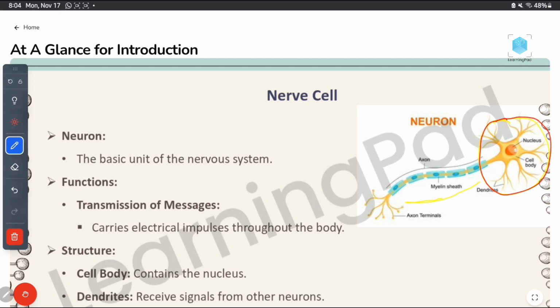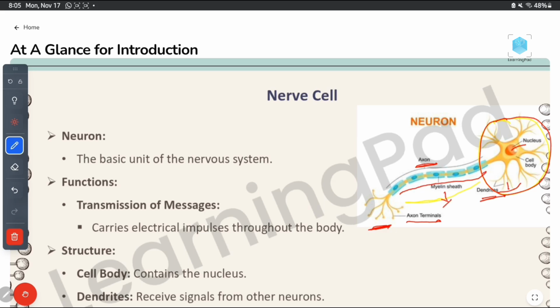The cell body has a nucleus in the center, and it has hair-like structures called dendrites. And this cell body has a long tubular part, and this is called the axon. This axon ends here with some terminals. Those are called axon terminals, and this axon is covered by a sheath called the myelin sheath.